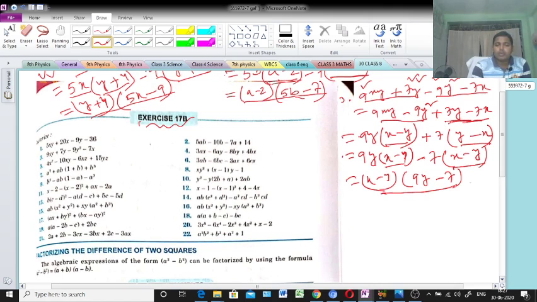Now question number 4. Read the question and try it, everyone. Question number 4 is telling that 3ax minus 6ay minus 8by plus 4bx. 3ax minus 6ay, sorry, minus 8by plus 4bx. Question clear? You should also check the question, otherwise if there is a sign mistake, a problem will arise and the answer will be wrong. Okay, clear or not?